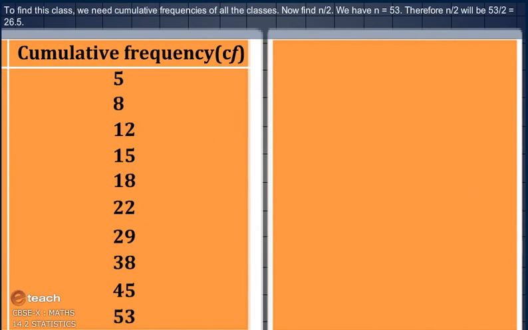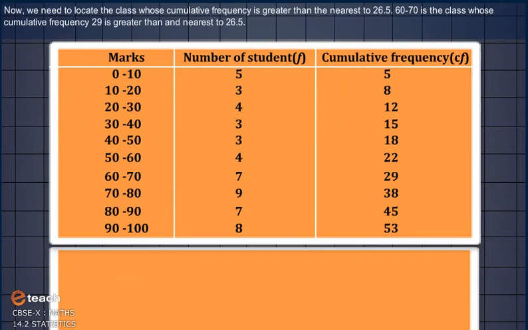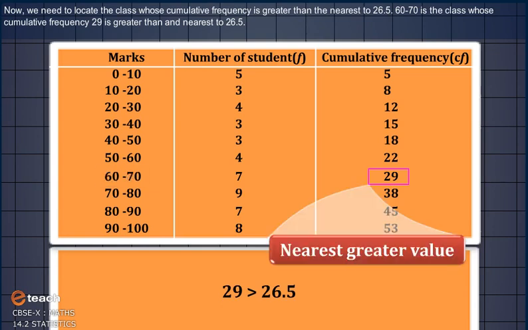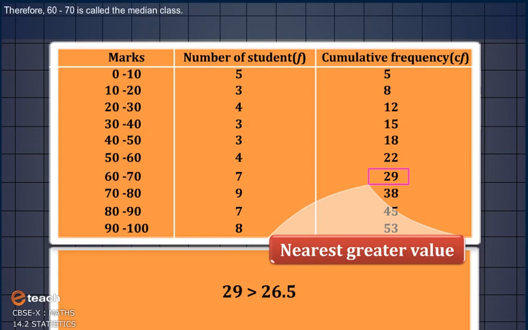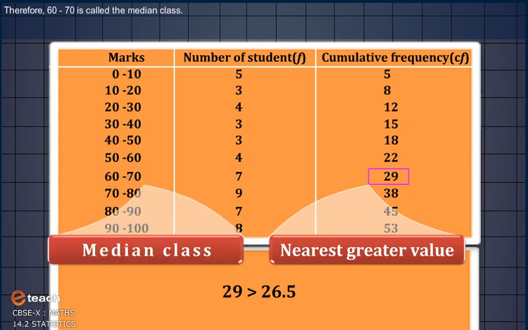Now find n by 2. We have n is equal to 53. Therefore, n by 2 will be 53 by 2, which is equal to 26.5. Now we need to locate the class whose cumulative frequency is greater than and nearest to 26.5. 60 to 70 is the class whose cumulative frequency 29 is greater than and nearest to 26.5. Therefore, 60 to 70 is called the median class.